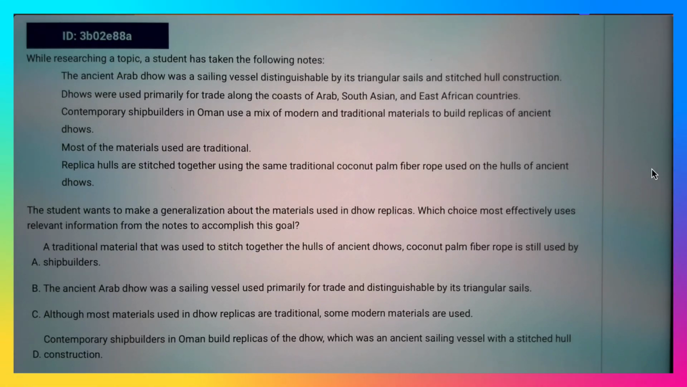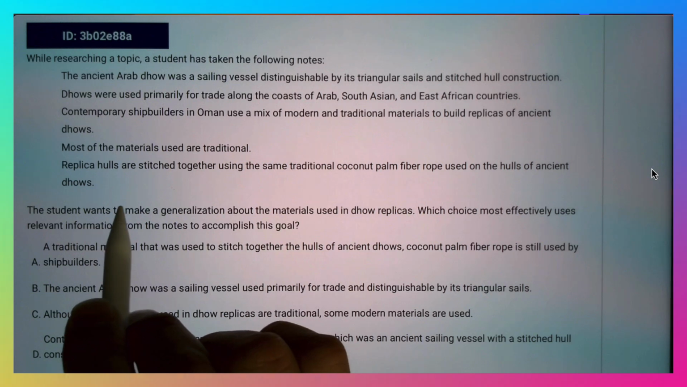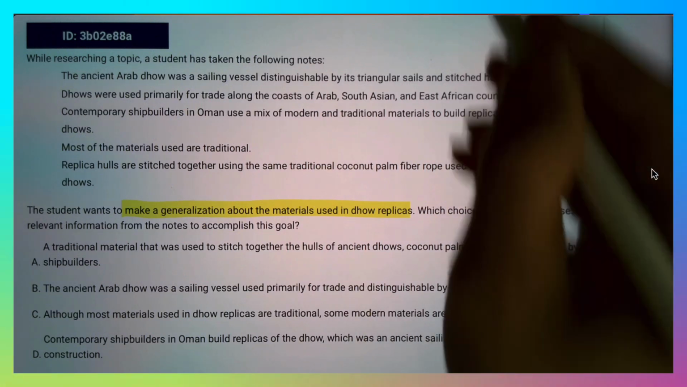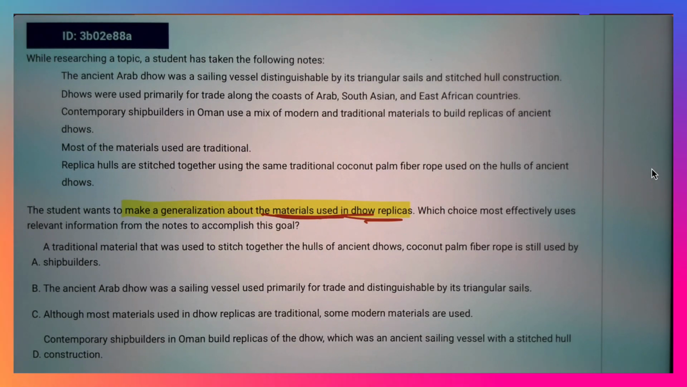Alright, so here we have a student who wants to make a generalization. So we had this question before about making a generalization, and the rule of thumb is that you do not want to bog down in specific detail. Please avoid that. Make it a very broad statement about what the materials used. So I'm also going to highlight the materials used to make replicas.